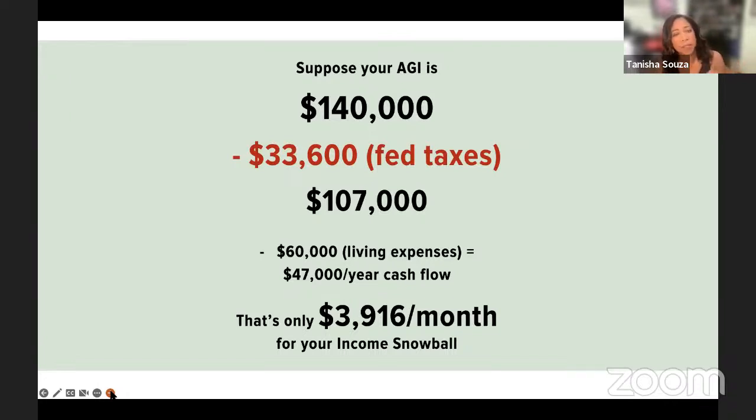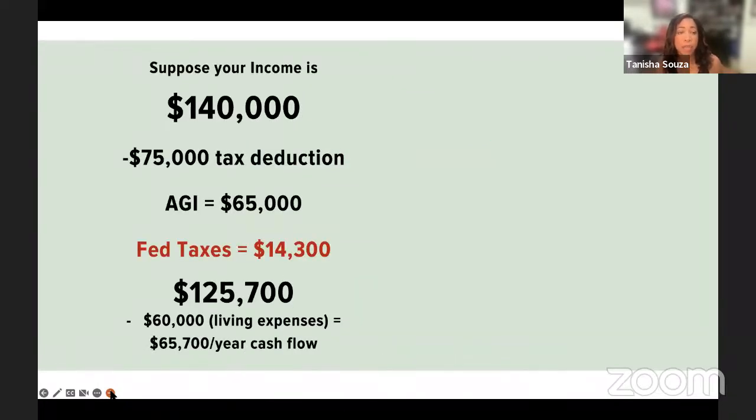Now, let's look at it differently. If you got the tax benefit behind the oil and gas that Sarah was just sharing with you, let's suppose your income's 140.